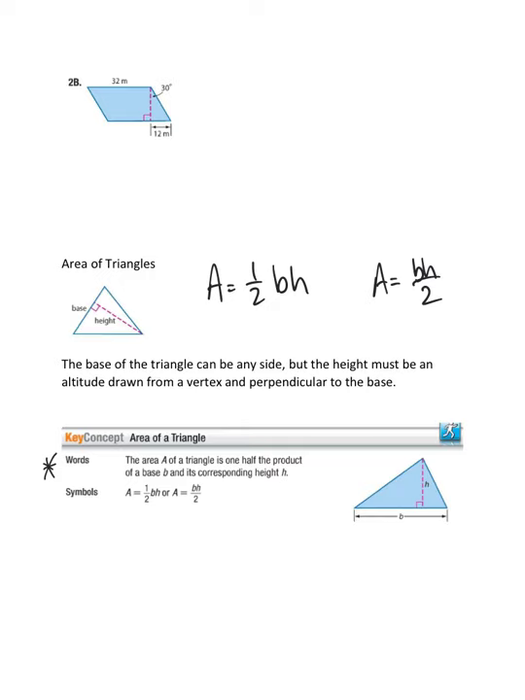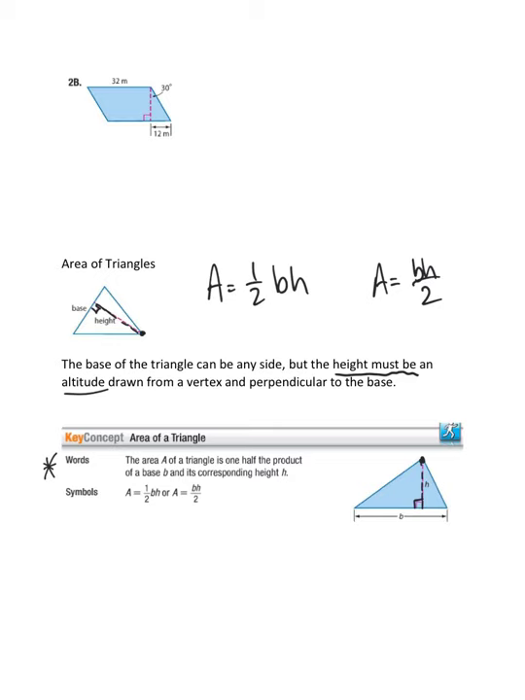So the base of the triangle, guys, can be any side of the triangle. There are 3 sides to a triangle, and the base could be any of those 3 sides. Very similar to parallelograms, though. The height must be an altitude drawn from the vertex opposite that side, and that altitude is perpendicular to the base. You can see that here, guys. Height is that altitude drawn from the vertex opposite the base to the base. Those will be the measures you're looking for.